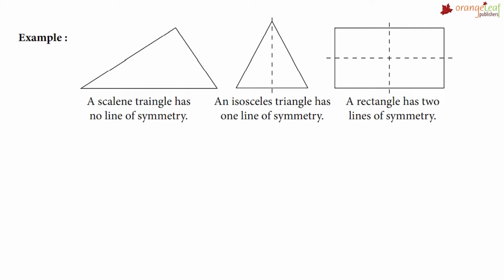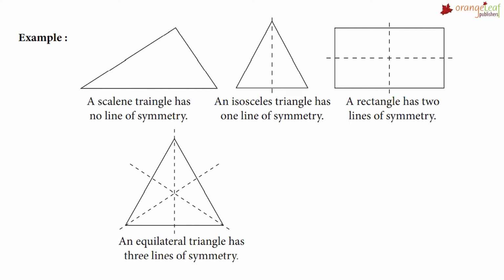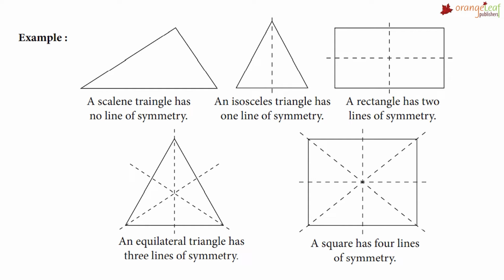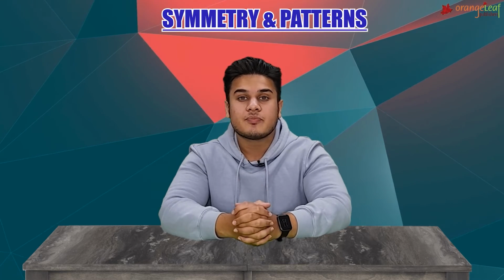A rectangle has two lines of symmetry. An equilateral triangle, which means a triangle with all sides equal, has three lines of symmetry. And a square has four lines of symmetry. Now I hope you understood that. Let's test it with an exercise.